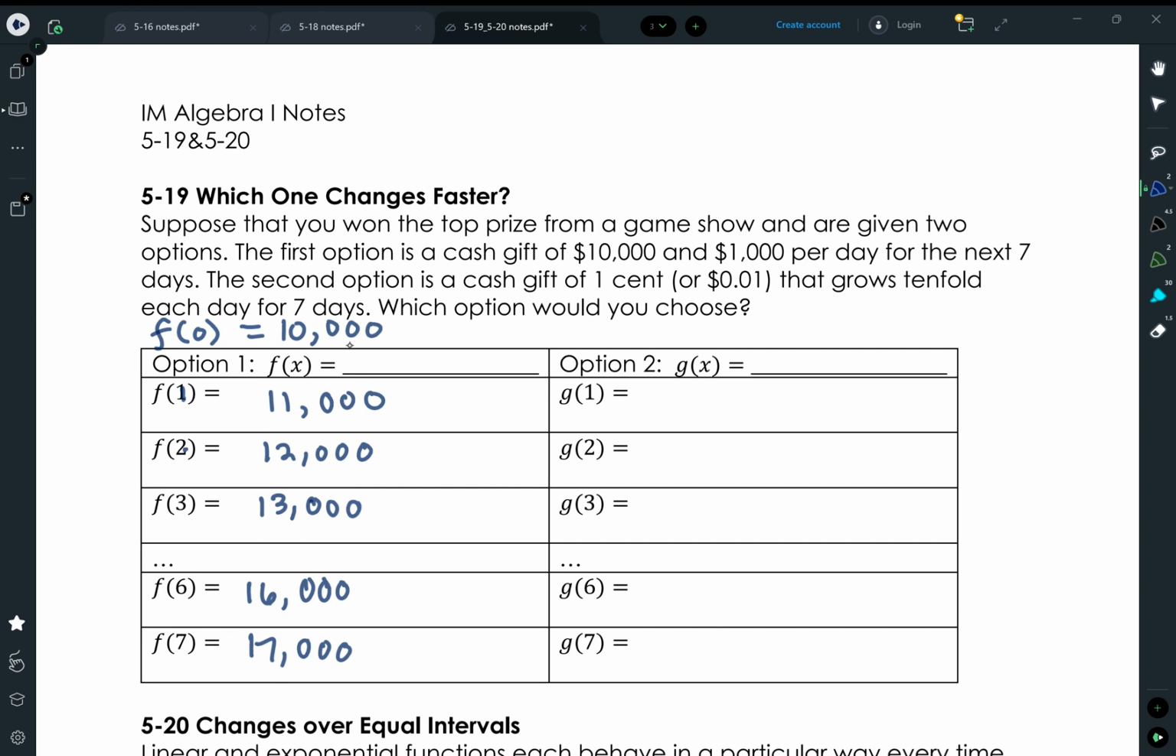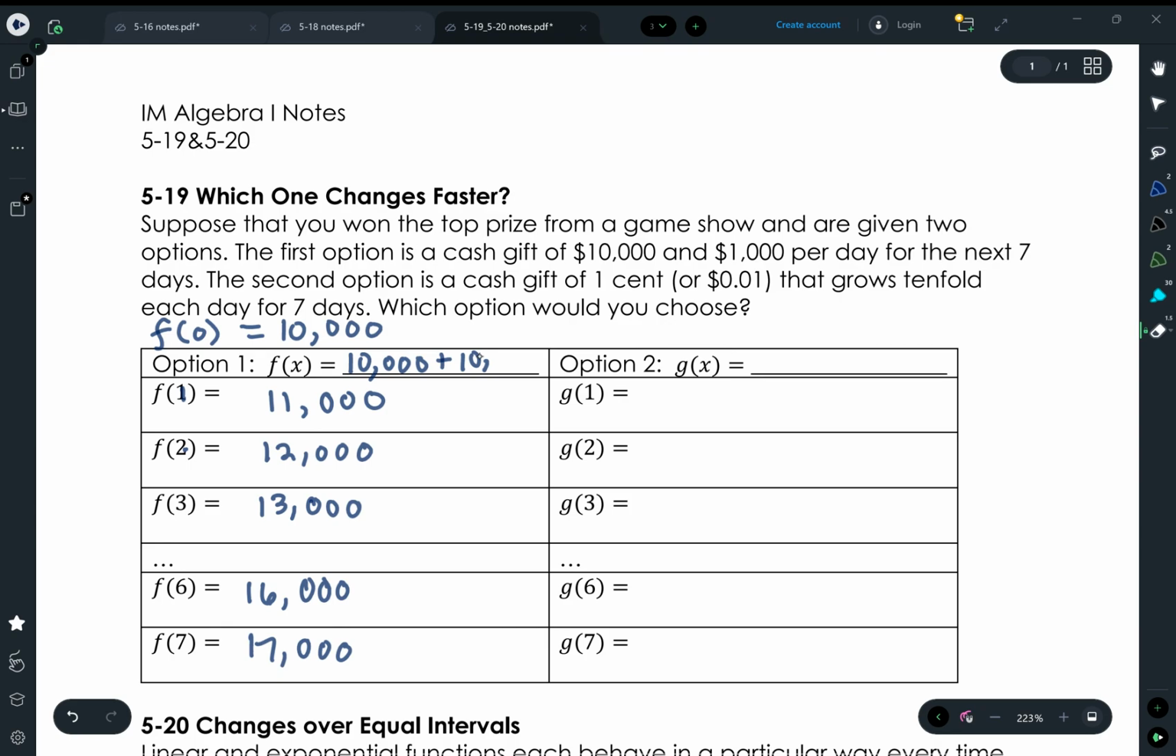So I start out with $10,000, but this isn't exponential. I'm not multiplying each time, right? I'm just adding. So if I'm adding something each time, that's when we're looking at a slope. And so for every day, I get an extra $1,000. That means my slope would be 1,000.